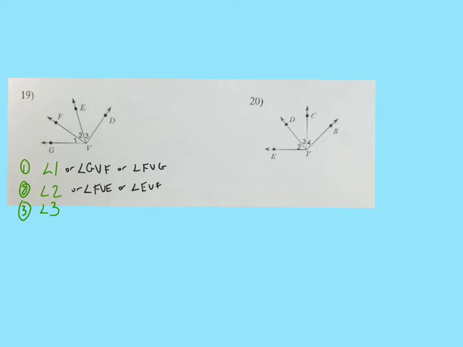Number 3, you could say angle EVD or angle DVE. The other angle I'm going to put is the big angle GVD, so the fourth angle is going to be angle GVD. Our fifth angle is going to be 1 and 2 together, so GVE. And our sixth angle is going to be 2 and 3 together, so we're going to say angle FVD.